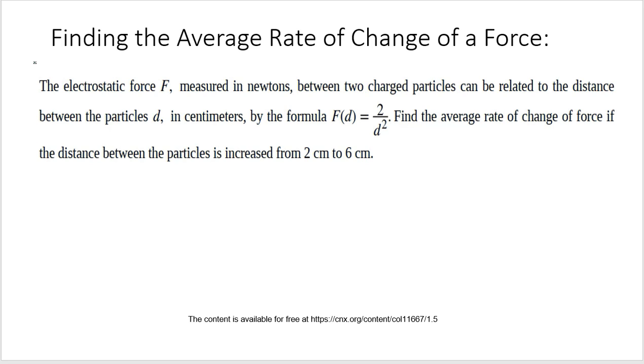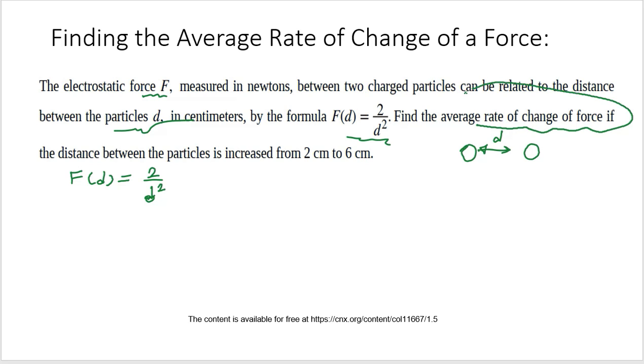Here we have another example here. The electrostatic force F between two charges is a function of distance. So when we have two charges, the distance between them is d, then the force they exert on each other is a function of the distance between them. And f of d is, according here, 2 over d squared. So what is average rate of change of force?